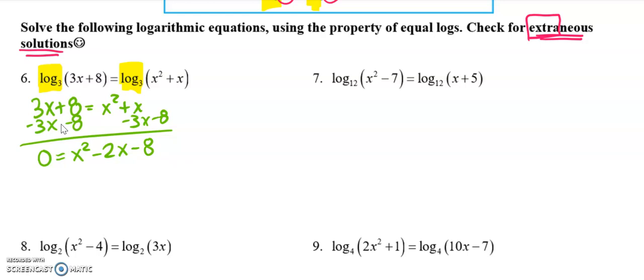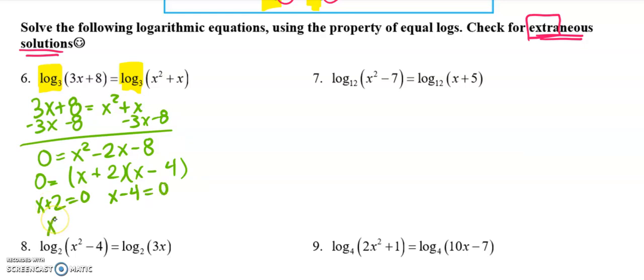We get x squared minus 2x minus 8 equals 0. Let's factor that. We get an x, we get an x. Two numbers that multiply to 8: 2 and 4. We need a negative 2 in the middle, so that's negative 4 plus 2. Set each factor equal to 0, and then we get x equals negative 2, and we get x equals 4.